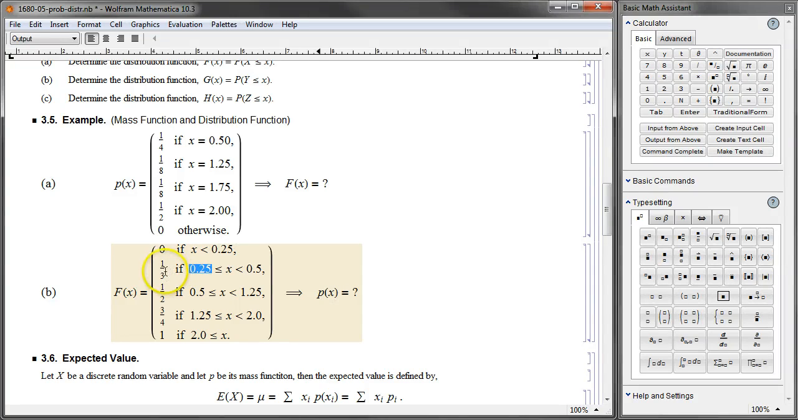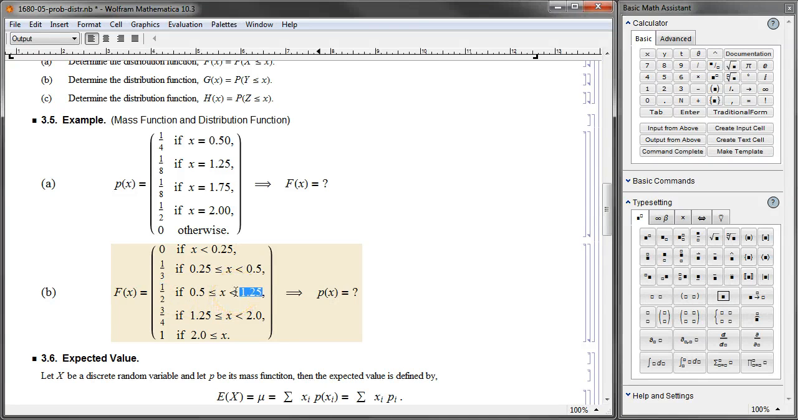something kicked in. So from 0 to 1/3, you're going to get that probability. Next breaking point is 0.5. From less than 0.5 to greater than or equal to 0.5, something kicked in. 1/3 became 1/2. Accumulation is 1/2. It used to be 1/3. So what kicked in? The difference between these two, of course. 1/2 minus 1/3. That's how you get 1/6.